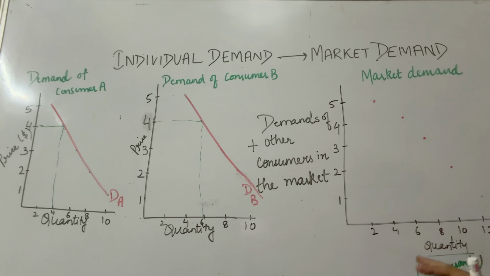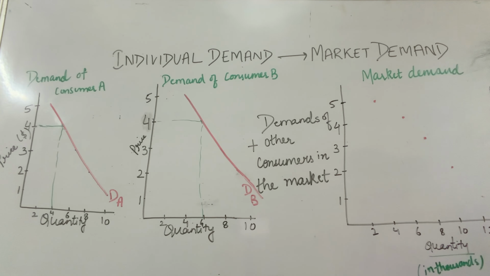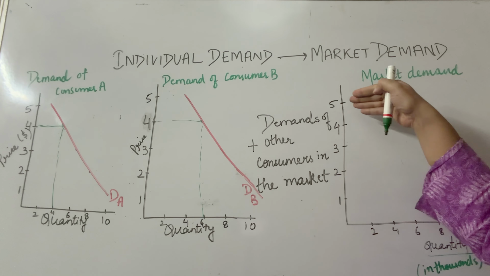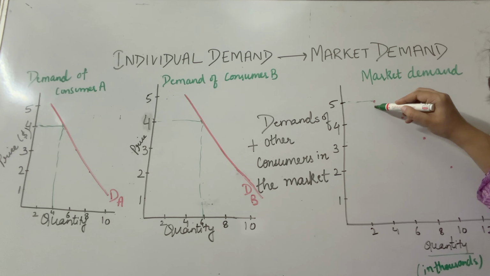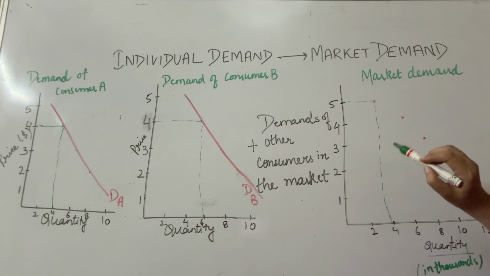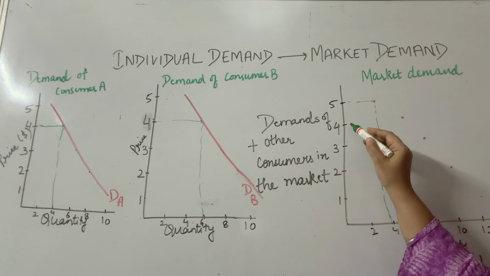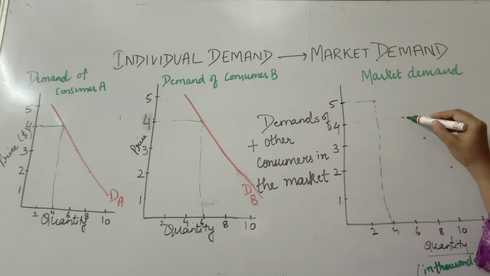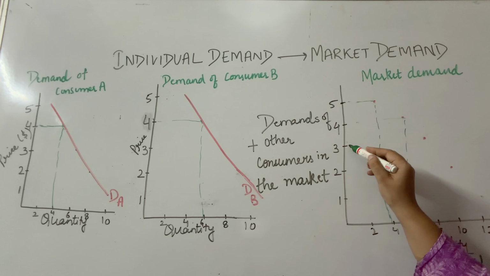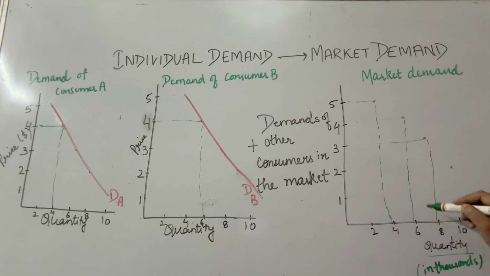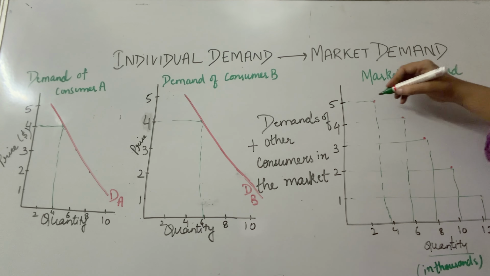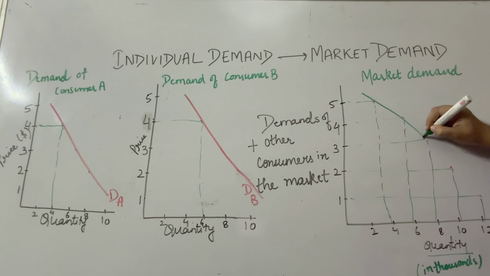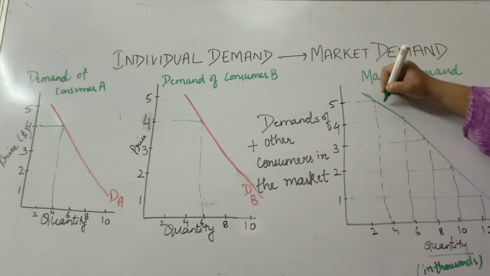So because this is market demand, it will be the summation of demand for all the individual consumers in the market. So at a price of, let's say, $5 per week, in the case of market demand, the quantity demanded is 4,000 units and not 4 units. Similarly, at a price of 4, let's say this is 6,000 units, and so on. At a price of 3, it is 8,000 units. So if we join all these together, we get our market demand curve. This is our market demand curve.